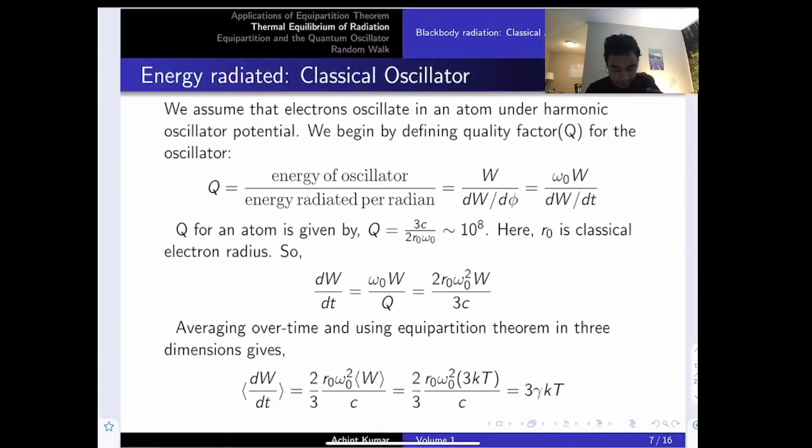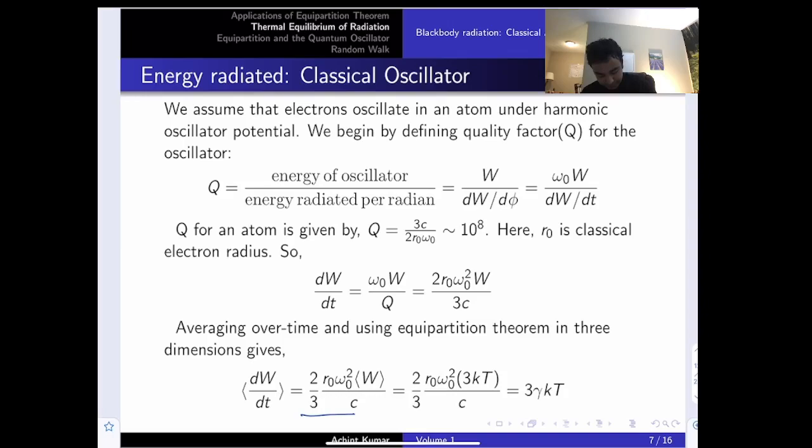Next, what we do is we average over time and use the equipartition theorem. So we are averaging over time. This prefactor is a constant, so it comes out, and the average value of the energy, the mean energy of the oscillator, is 3 kT. And the reason is because we are assuming that the electrons are part of a 3-dimensional harmonic oscillator. If it was a 1-dimensional harmonic oscillator, we'd have kT, but because it's a 3-dimensional harmonic oscillator, we'd have 3 kT.